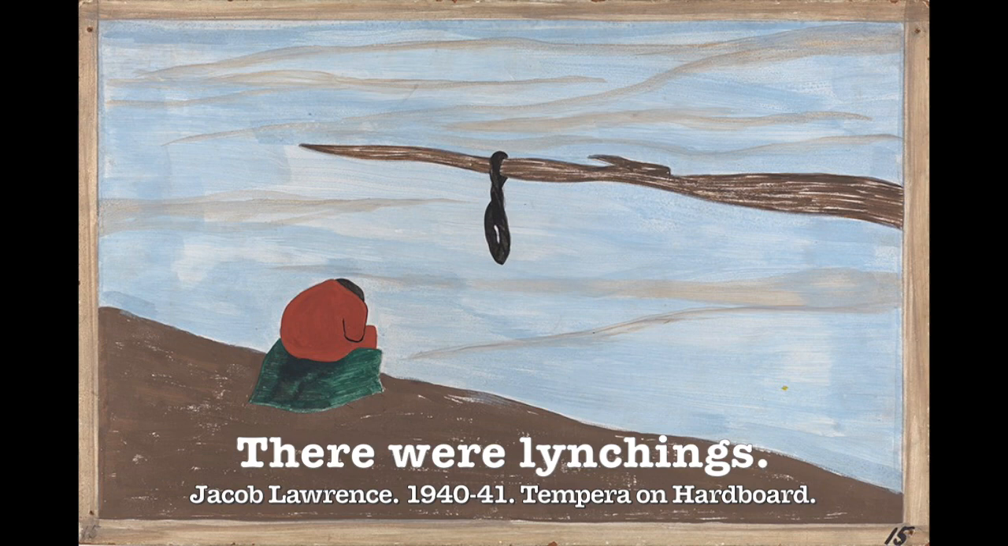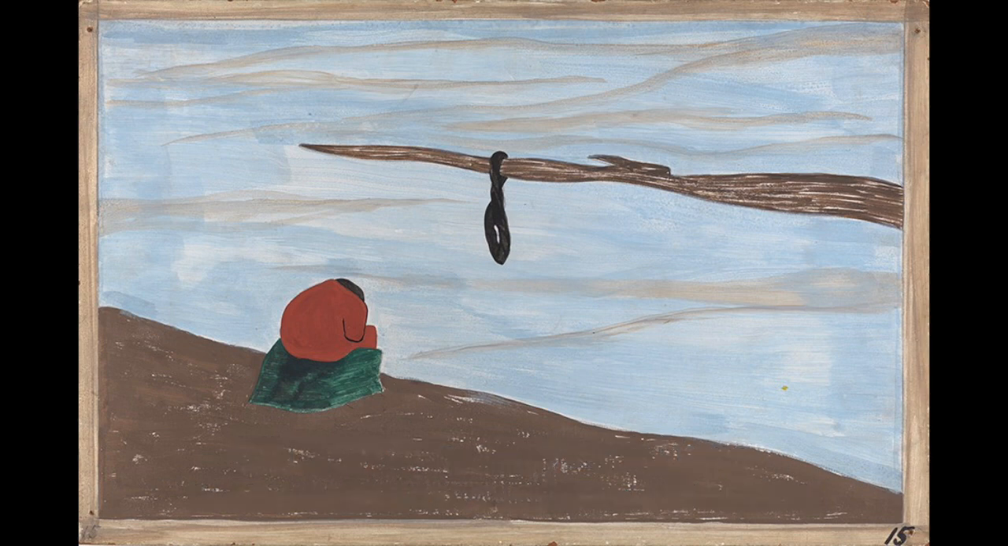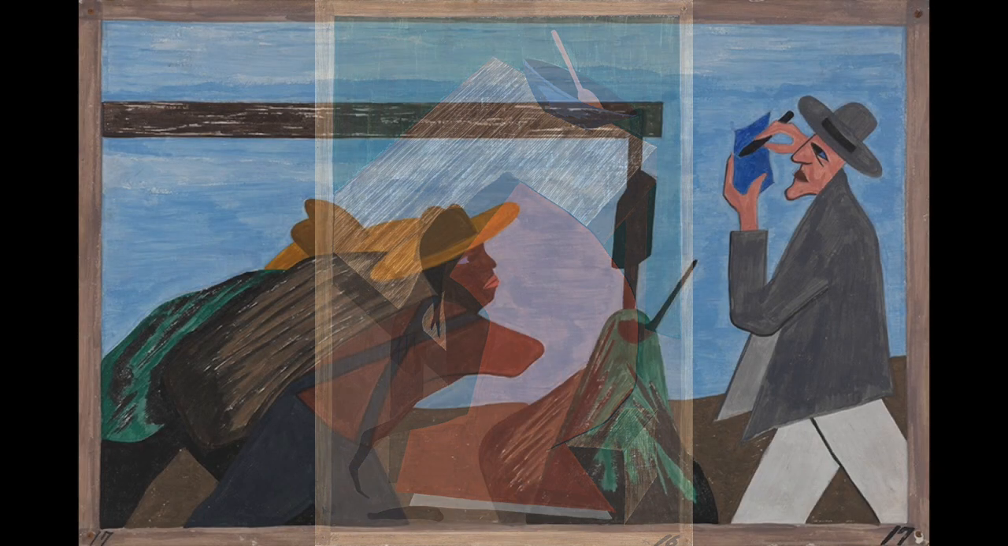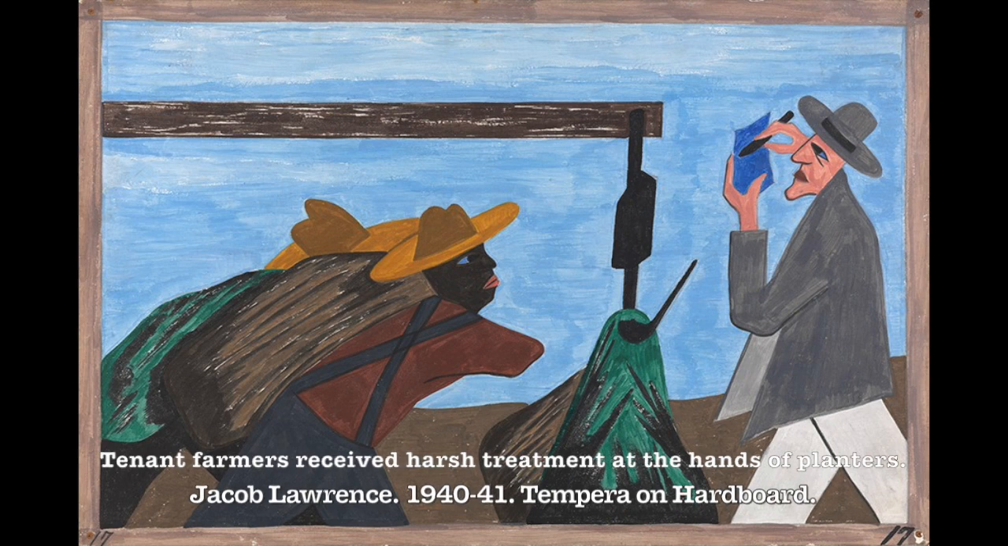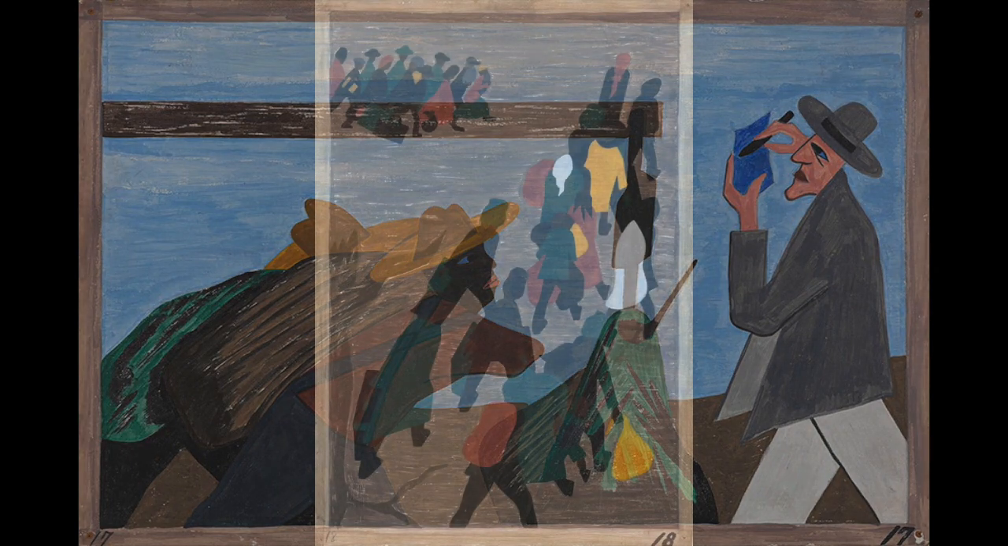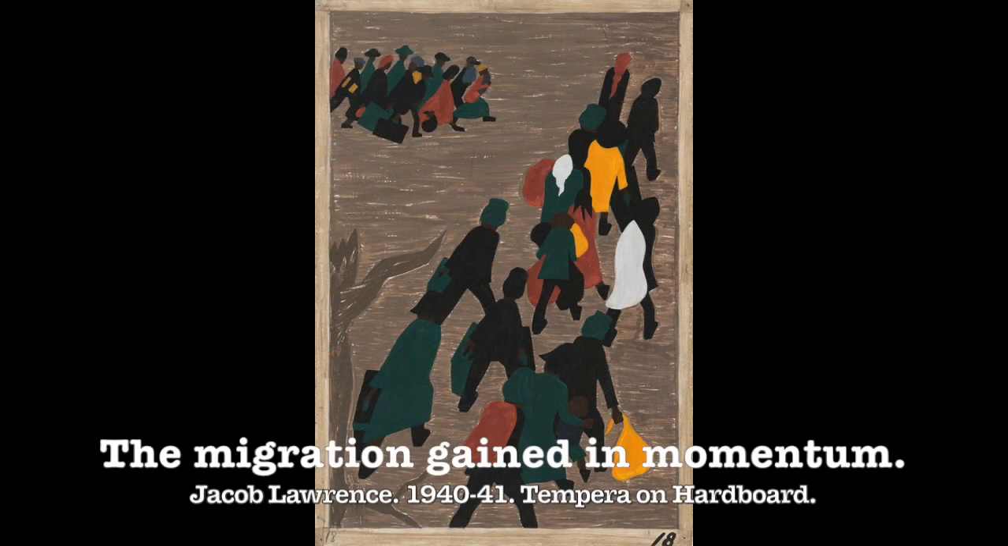There were lynchings. And after the lynching, the migration quickened. Tenant farmers received harsh treatment at the hands of the planters. In other words, the white planters could do all kinds of unethical business practices toward the black farmhands without a lot of recourse from the black side because there was no system in place that had the back of the black worker. The migration gained in momentum.